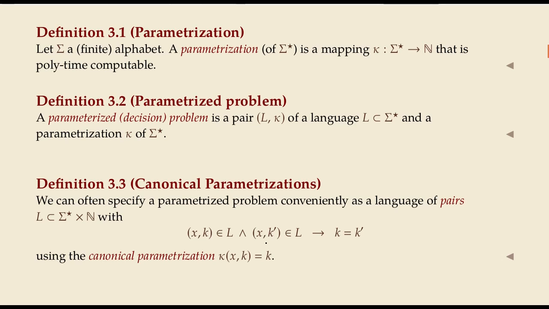So what we require in this case is that whenever we have the same instance in the language for certain k, then these should be the same parameter, and it's nothing else than saying that this mapping is a well-defined function. Whenever we start with such a language of pairs, we call this the canonical parameterization, which is just defined by the projection to the second component of this pair.